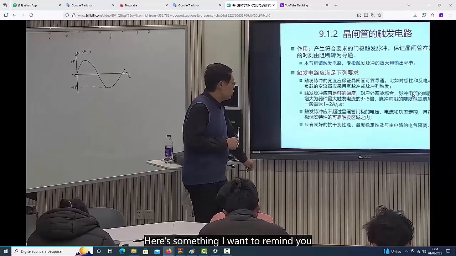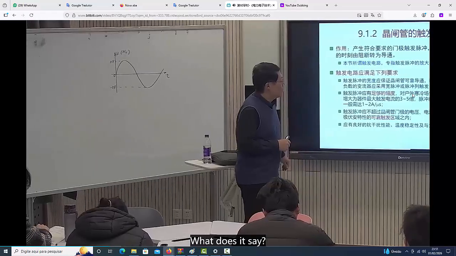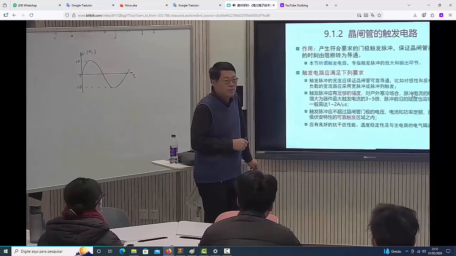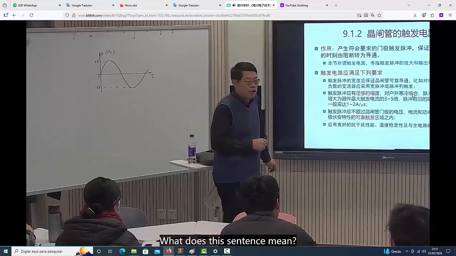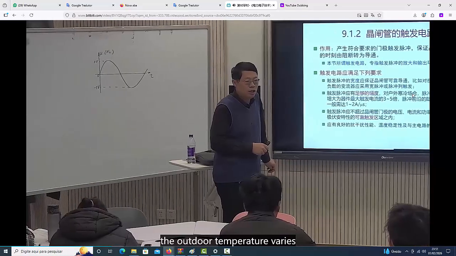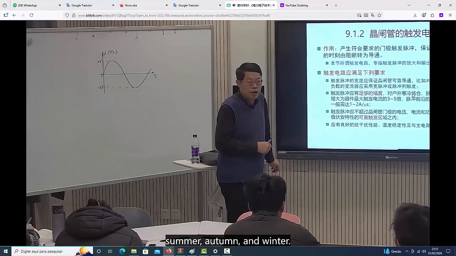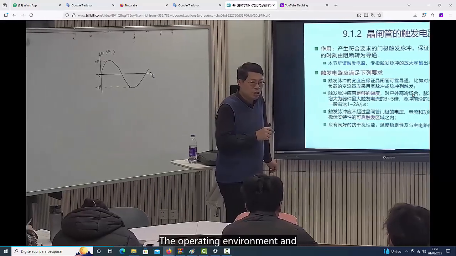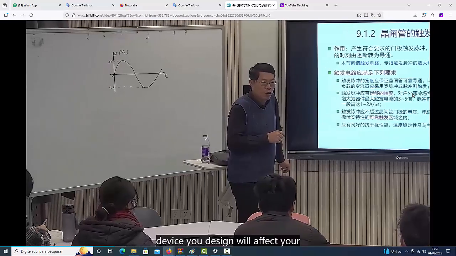Here's something I want to remind you about. Please read this sentence carefully. What does it say? This is the original text from the book. What does this sentence mean? As we all know, the outdoor temperature varies throughout the 4 seasons of spring, summer, autumn, and winter. This sentence means that the operating environment and temperature of the power electronic device you design will affect your circuit design.